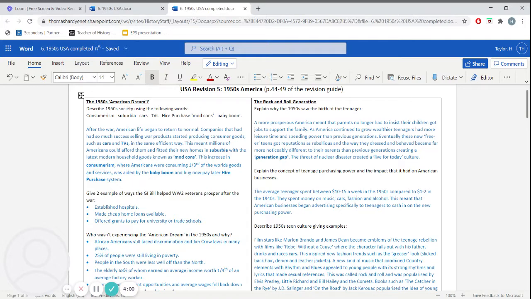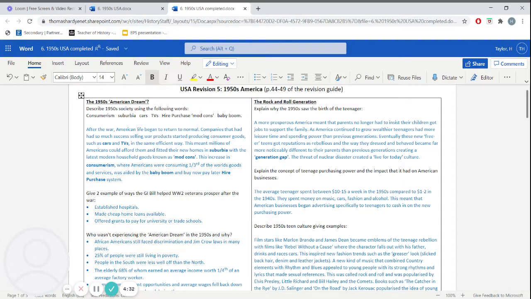This meant millions of Americans could afford them and fitted their new homes in suburbia. So suburbia is the small towns that existed outside of the city that people could move to that were generally very affluent and wealthy and had all the advantages of living near a city, but you don't have to live in a city with all of the hustle and bustle that comes with that. And they fitted those households with modern household goods known as modcons.